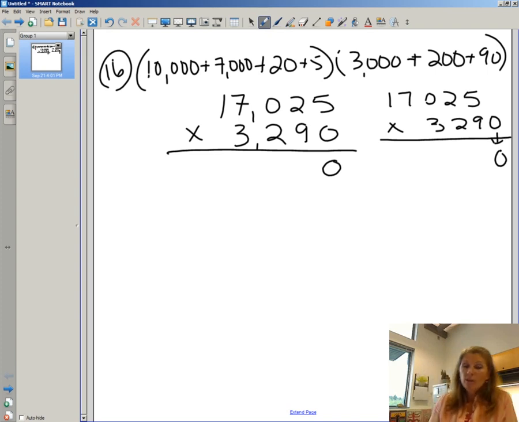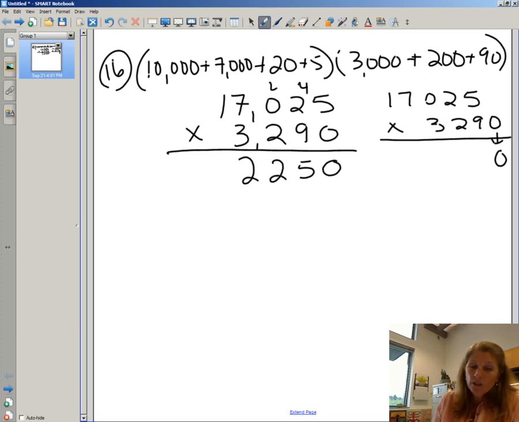9 times 5 is 45. Again, have your multiplication table, work on those facts. 9 times 2 is 18, plus 4 is 22. 9 times 0 is 0, plus 2 is 2. 9 times 7 is 63. 1 times 9 is 9, plus 6 is 15.